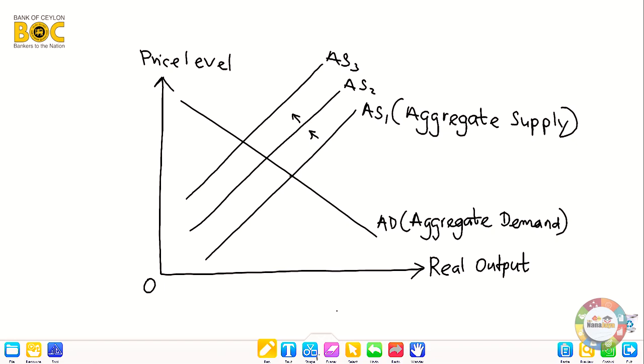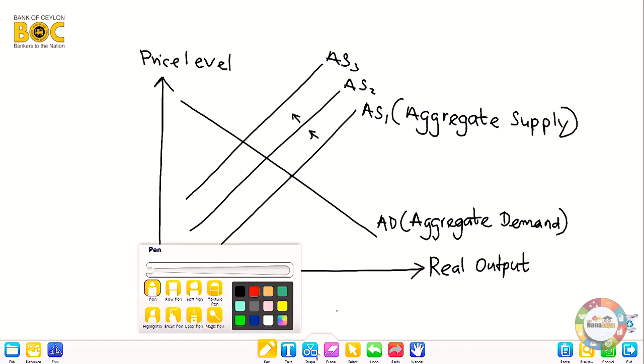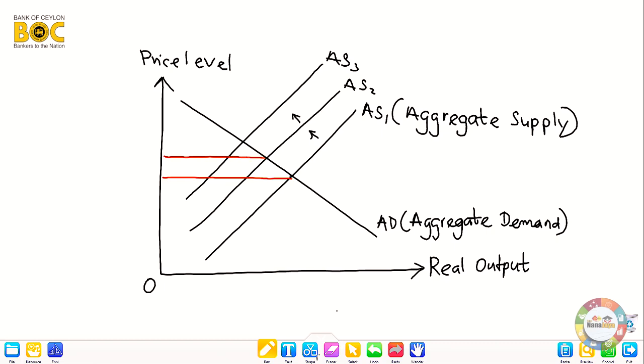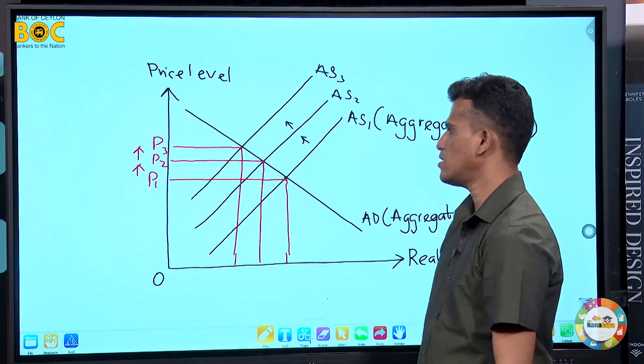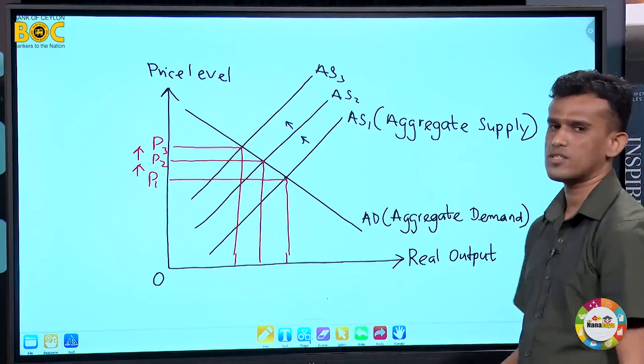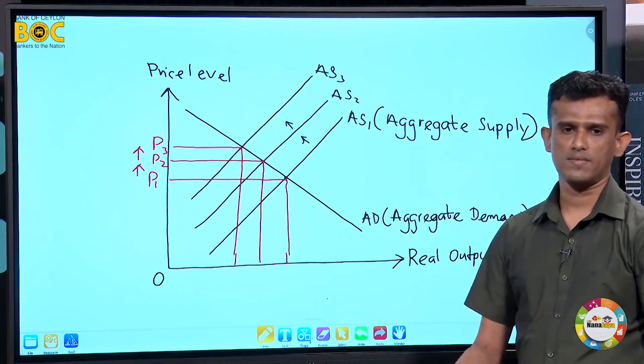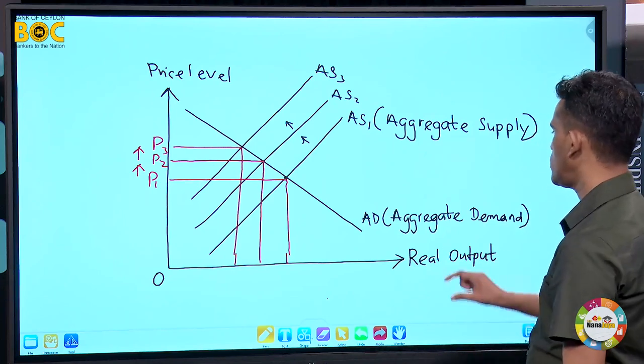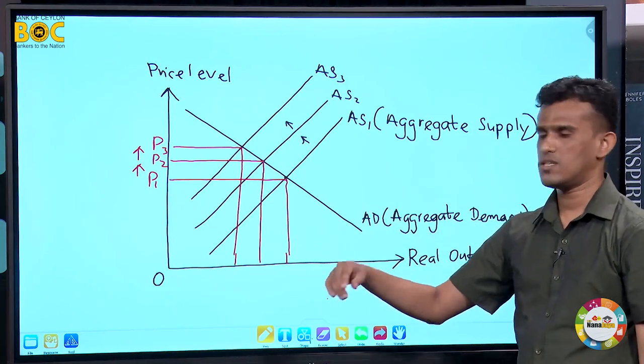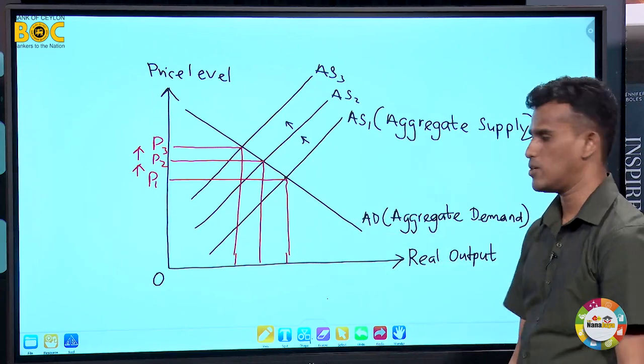So the result is, when there is no change in aggregate demand, if the aggregate supply decreases, the general price level of the economy will go up. So this is what we identify as cost push inflation. We can explain the cost push inflation using a diagram like this. When the cost of production increases, the aggregate supply curve shifts to the left. In such a situation, if aggregate demand remains unchanged, that leads the general price level of the economy to go up.